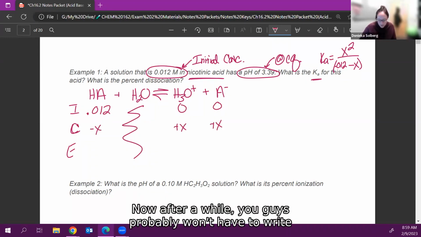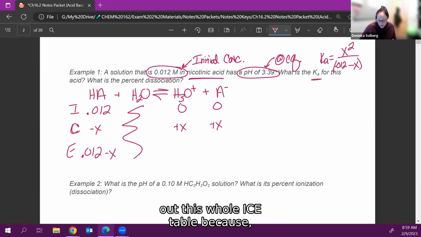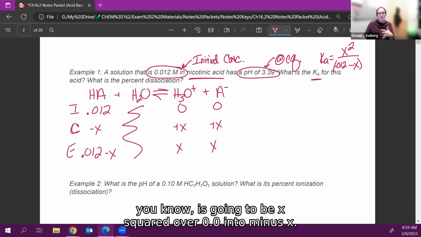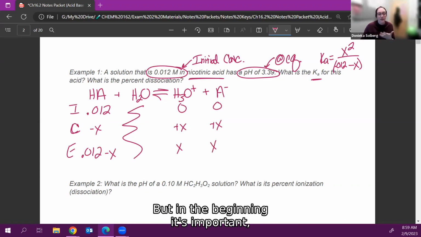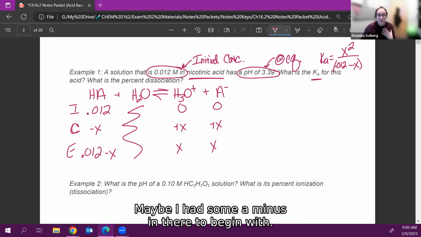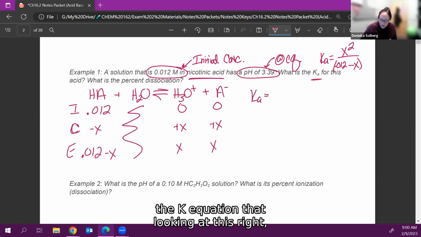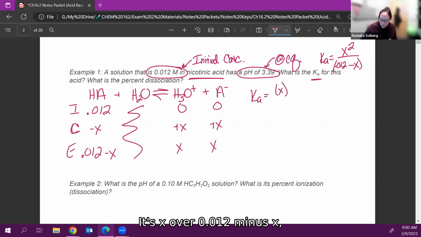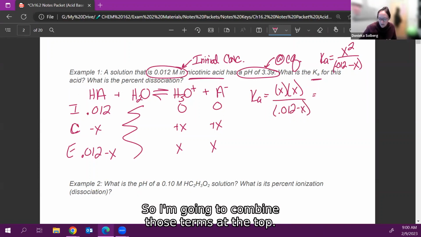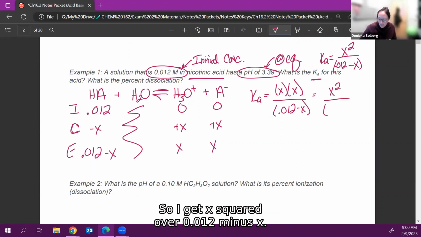Now, after a while, you guys probably won't have to write out this whole ICE table because you know it's going to be x squared over 0.012 minus x. But in the beginning, it's important, especially when we start throwing in, maybe I had some A minus in there to begin with, so that'll change things. Okay, but if I were to write out the Ka equation then, looking at this, it's x over 0.012 minus x, just like what I said before. So I'm going to combine those terms at the top, so I get x squared over 0.012 minus x.